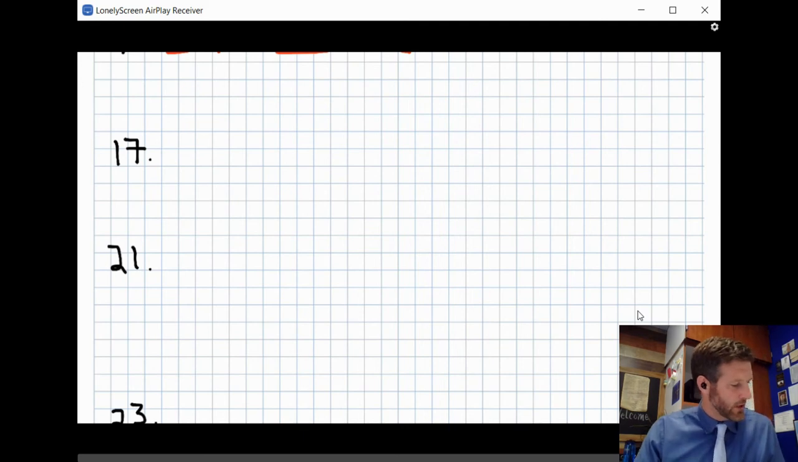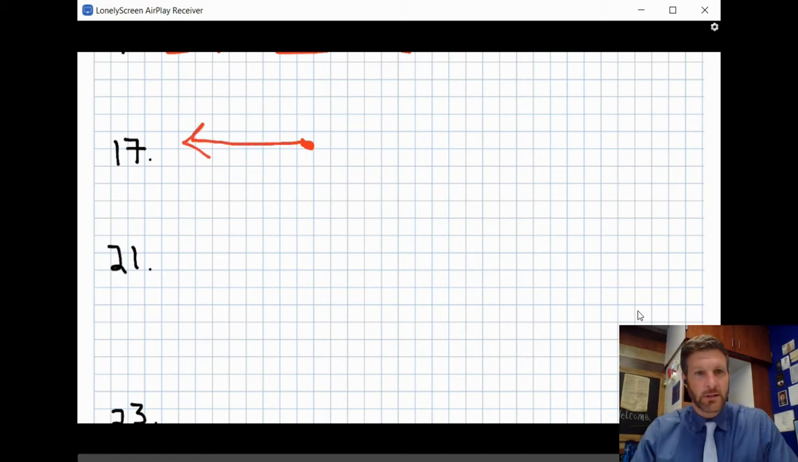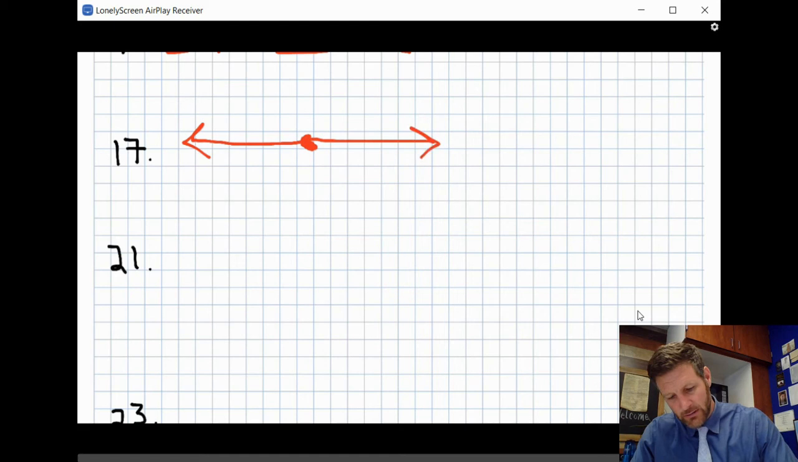17 is now new instructions. It says, draw and label each of the following: a pair of opposite rays that contain R. Okay, so opposite rays mean that they have the same endpoint. So if I have a point here, remember, a ray starts at an endpoint and then extends in one direction. An opposite ray has the same endpoint but extends in the opposite direction. So those are opposite rays.